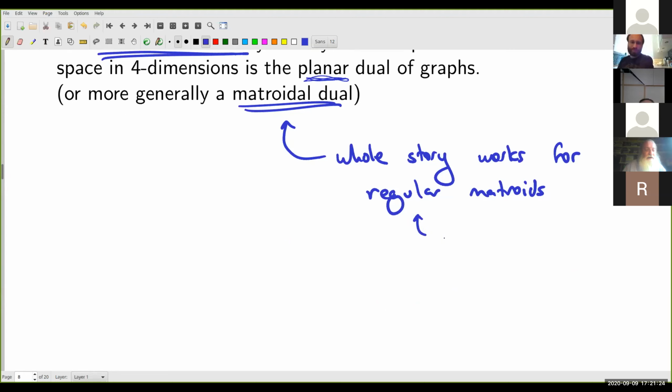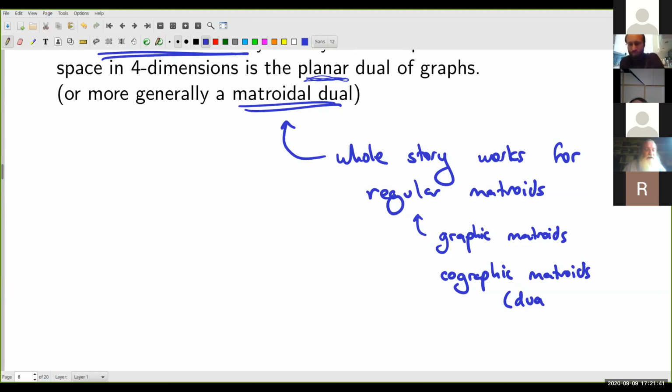Well, some of the regular matroids are the ones that are graphs. Those are called graphic matroids. Some of them are explicitly the ones that are duals, so cographs. Those are the duals of graphs. And then there's a little bit more. And a bit more is a special guy called R10. And I'm not going to say anything else about R10 today, so that's fine.